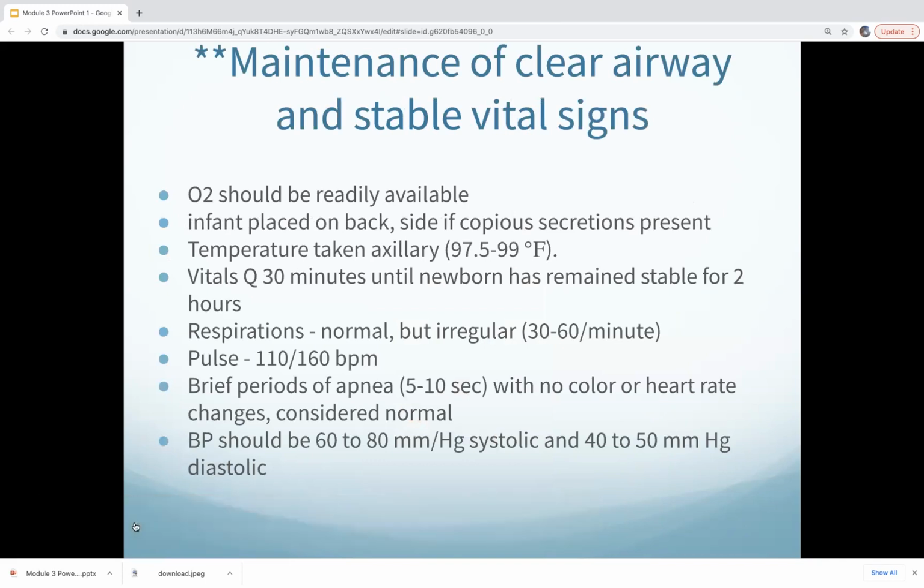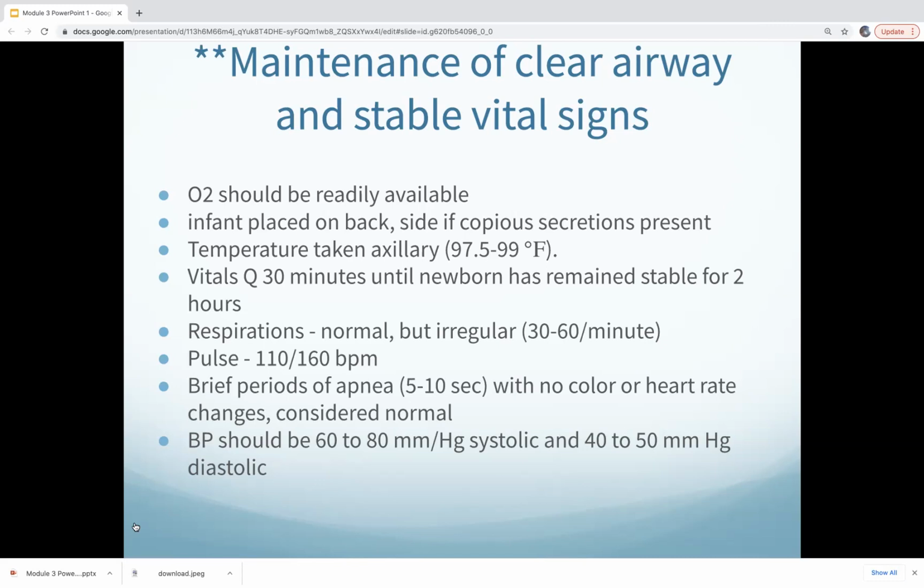Next thing we're going to talk about is maintaining a clear airway. So when the baby's born, you need to have everything ready. You want to be prepared. Always, always be prepared, whether you're in newborn nursery, labor and delivery, med surg, whatever. You want to have everything you need there. There's nothing worse than needing and not having it. You'd rather have it and not need it than need it and not have it, right? So make sure everything is readily available.